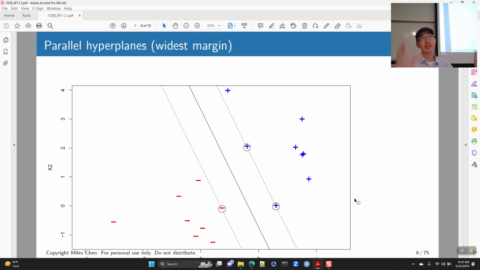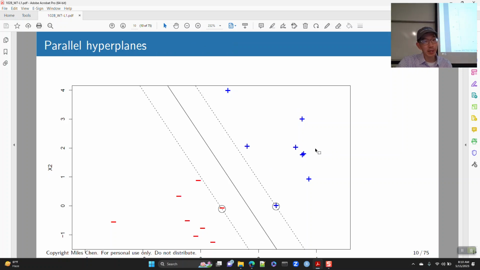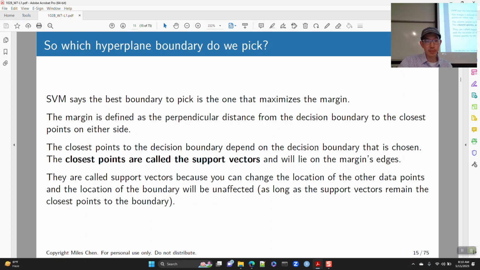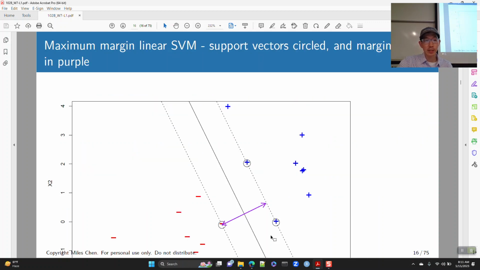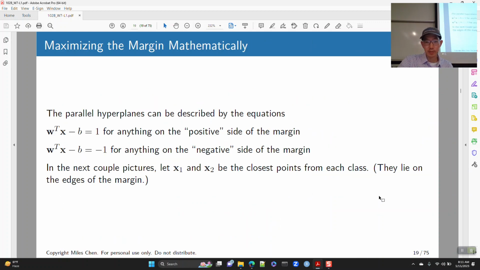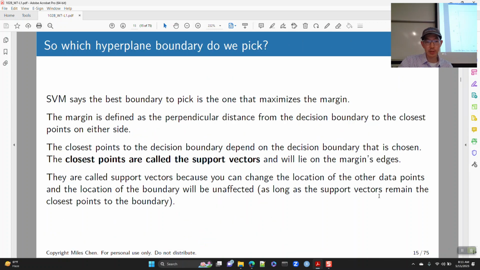These are like your 3 anchor points, or I guess they support the definition of this boundary. We can add or remove points over here, and it really doesn't matter. So they're called support vectors because you can change the location of the other data points, and the location of the boundary will be unaffected. Oh, something happened with this picture.